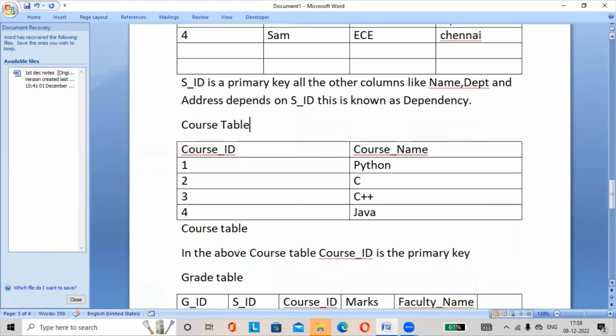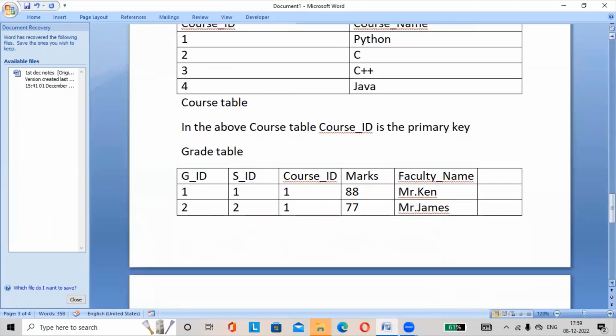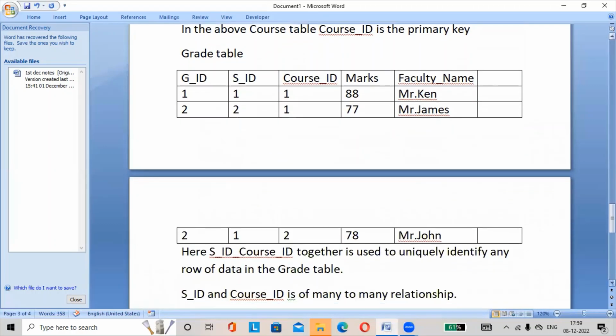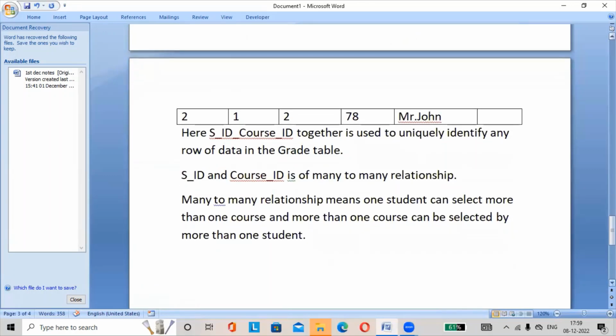One to many means if a single faculty is teaching different courses, that is a one-to-many relationship. If only a single faculty is teaching Python, C, C++, Java, that is one to many. If one faculty is teaching only one subject, one course, that is known as a one-to-one relationship. Is it clear, ma'am? So we need to remove this faculty column and add it in the course table. Yes or no?